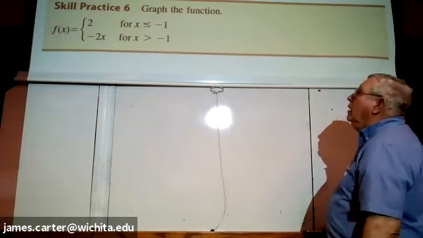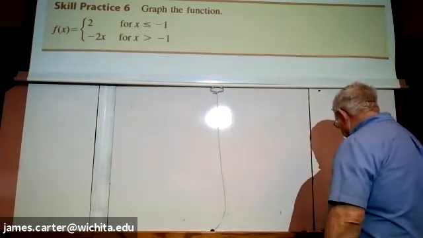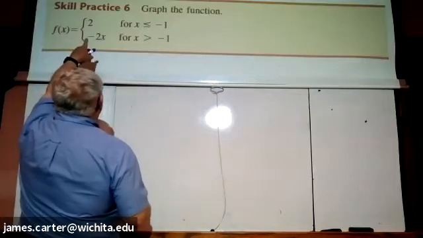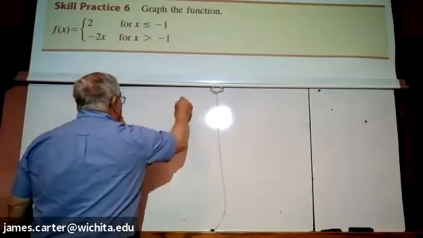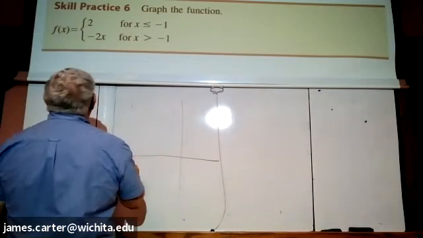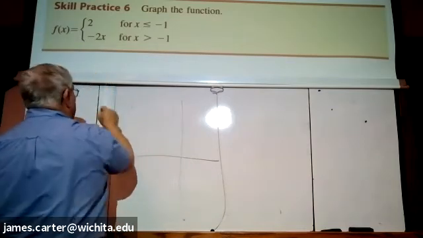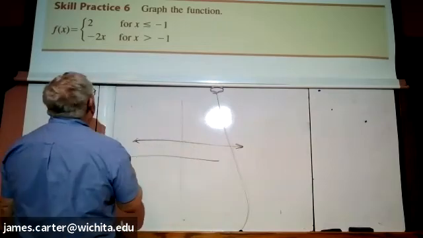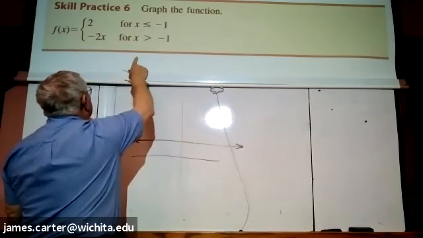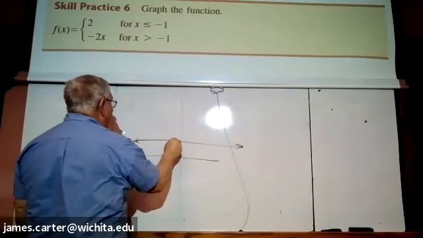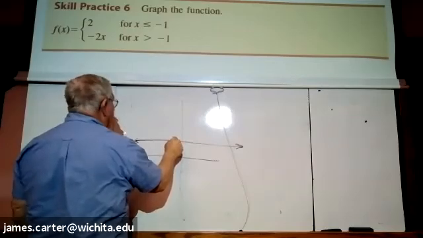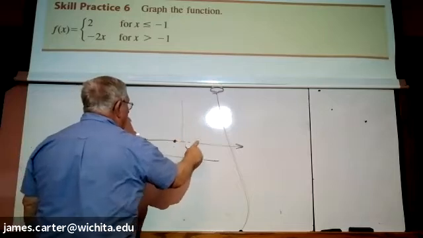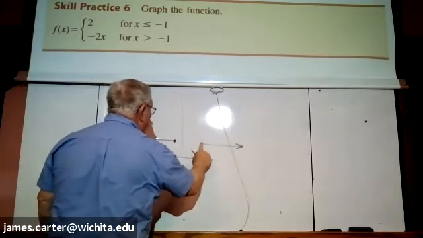Okay, on this one, we're supposed to graph it. So that's going to be a horizontal line. Here, let me draw some graph paper. That's going to be a horizontal line at 2. But it's only going to use the part that's less than or equal to -1. So here's -1 and it's "or equal," so it's a solid dot. So we throw away this piece of it.